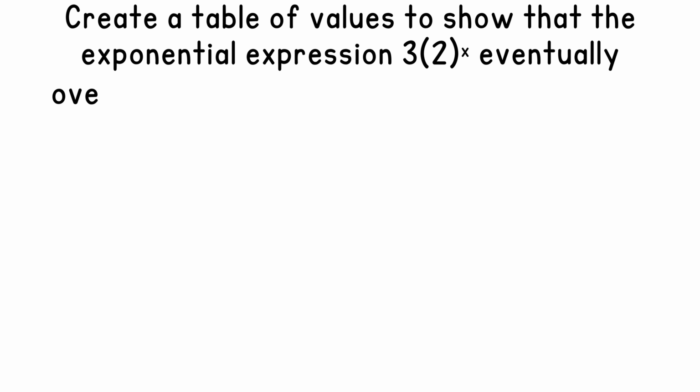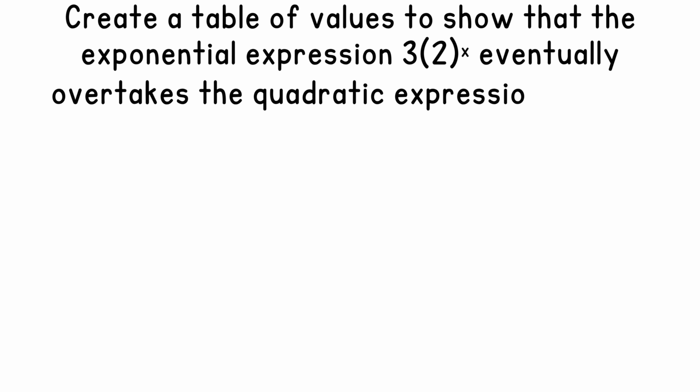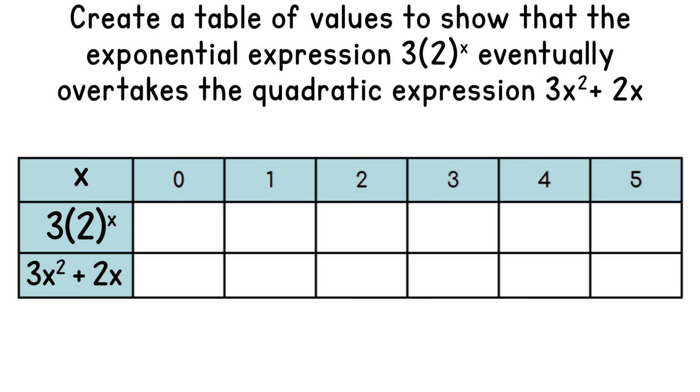Now we're going to create a table of values to show that the exponential expression 3 times 2 to the x power eventually overtakes the quadratic expression of 3x squared plus 2x. We'll fill in this table for all x values from 0 to 5. For 3 times 2 to the x power, we'll replace x with 0, and anything to the 0 power is always 1. So 3 times 1 will give us 3. Now we'll replace x with 1, and 2 to the first power is just 2. Multiplying that by the 3 that we have gives us an answer of 6.